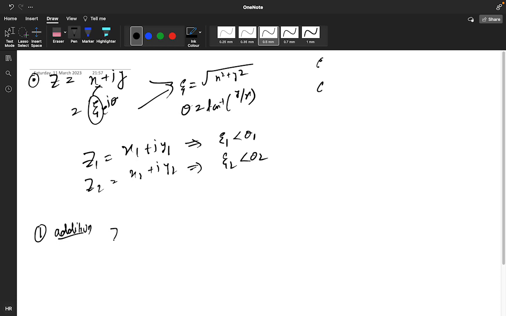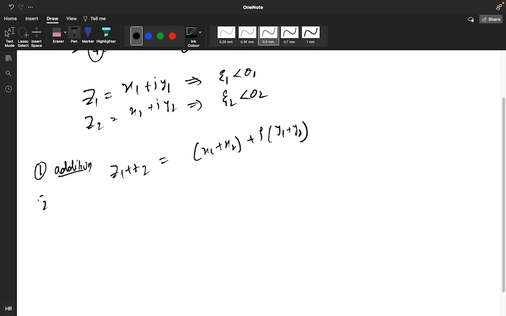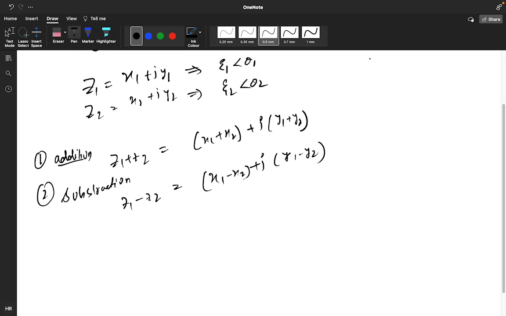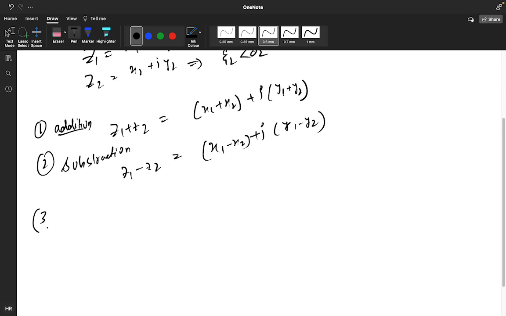So for addition, Z1 plus Z2 will be x1 plus x2 plus j times y1 plus y2. These things are basic concepts. I think you guys know these things. Subtraction: Z1 minus Z2. So what will happen? x1 minus x2 plus j times y1 minus y2. Number 3, multiplication.